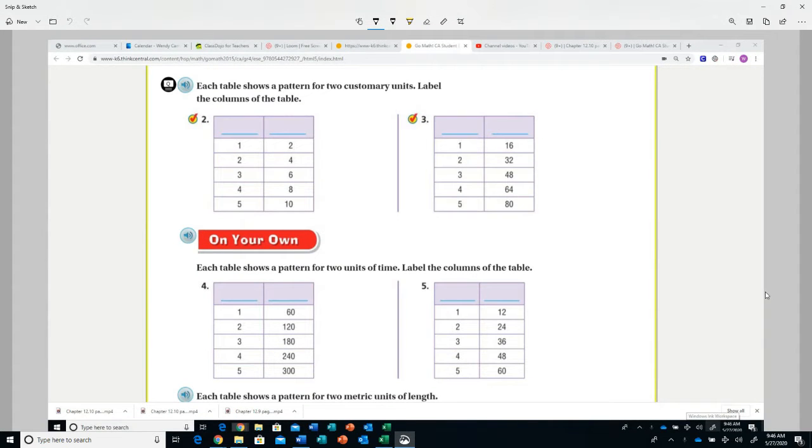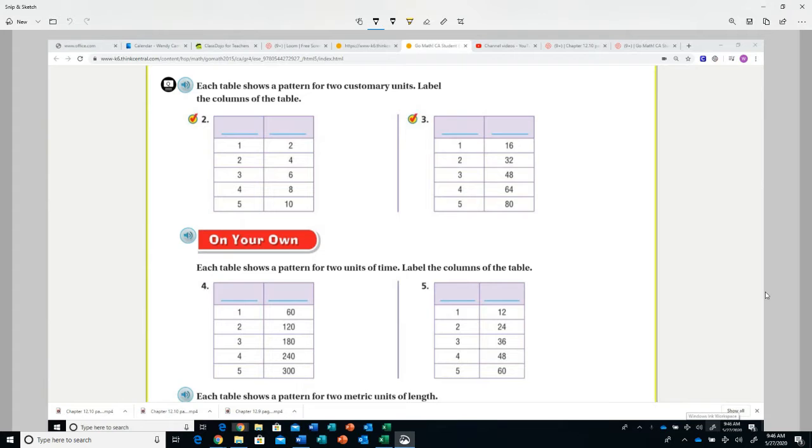Each table shows a pattern for two customary units. Label the columns of each. So customary units: length is going to include inches, feet, and yards. Volume is going to be cups, pints, quarts, gallons, and what am I missing? Weight is going to be ounces, pounds, and tons.